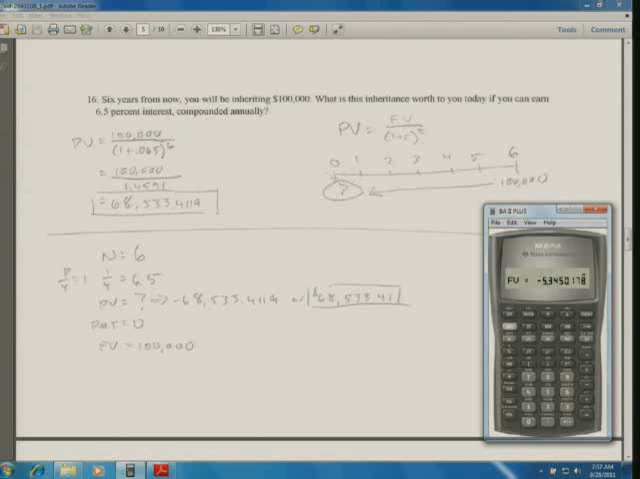We've got time period 0, which is today here, going all the way out 1, 2, 3, 4, 5, 6 years. We're going to get $100,000 at the end of 6 years. And what we want to do is discount that back to today's dollars. Okay, so what's it worth to us today?